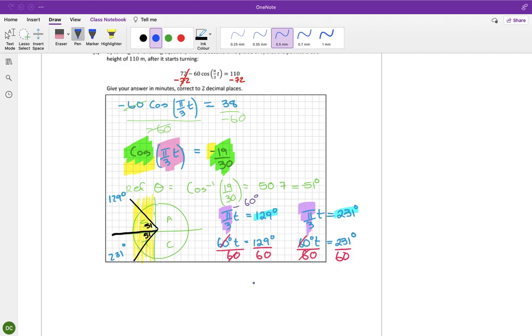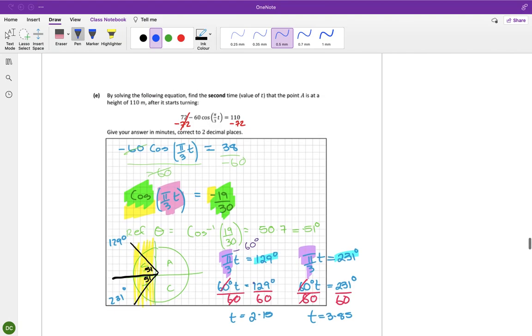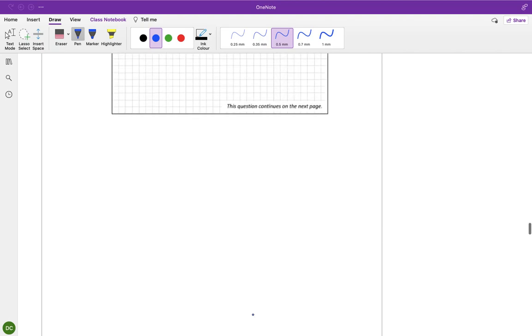So here I'm getting 129 divided by 60 is 2.15, and 231 divided by 60 is 3.85. Okay, so that means the first time that this thing was at 110 should have been at 2.15.